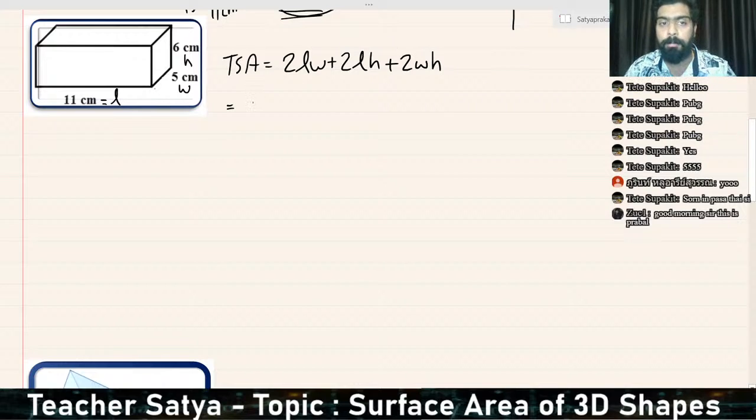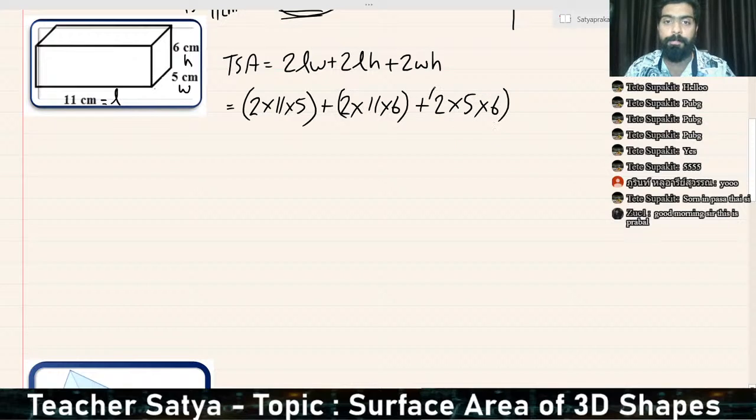So 2LW will be 2 multiplied by 11 multiplied by 5, right guys? 2 times L times W, plus we have 2 times L times H, which is 2 times 11 times 6, and the next one we have 2 times W times H, which is 2 times 5 times 6, right guys? So this is, let me break it down here. So this is LW, LH, and WH, right guys? So we are just using the formula to solve it.